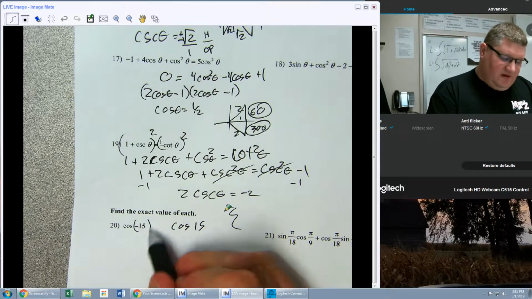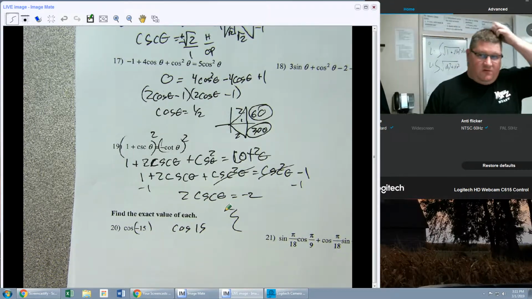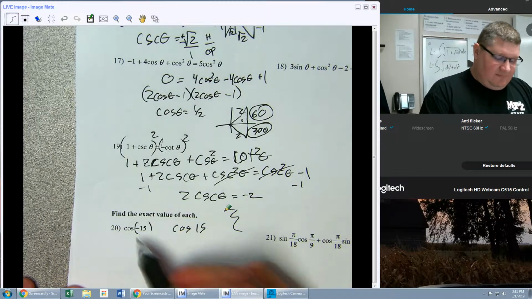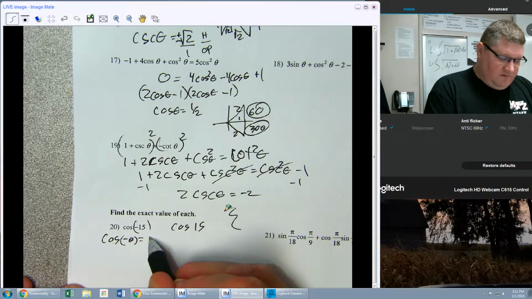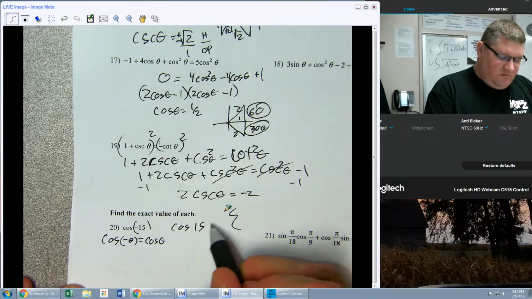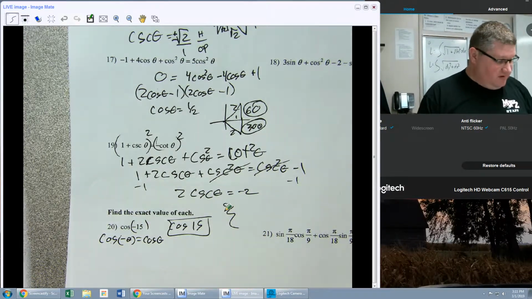Well, here's the deal. Is cosine odd or even? The answer, of course, is cosine is even. So what happens to that negative? The answer here is cosine of negative theta equals cosine of theta. So we can just treat it just like cosine of 15 degrees.